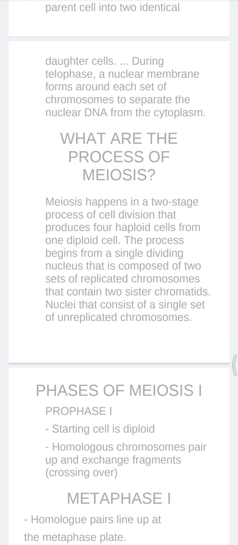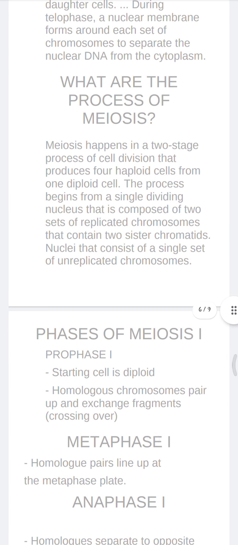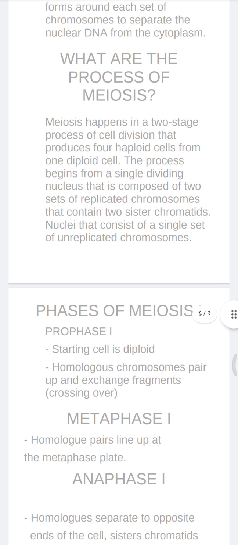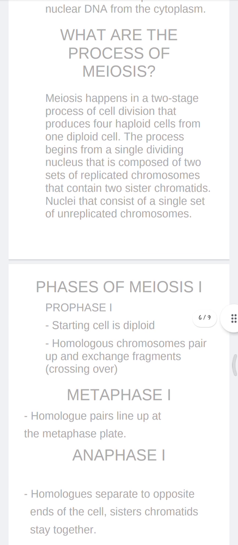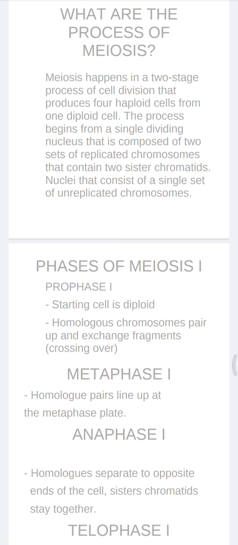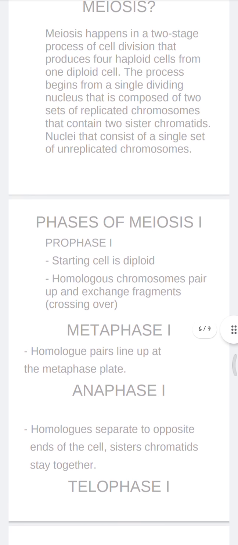So next, let's look at the process of meiosis. Meiosis happens in a two-stage process of cell divisions that produces four haploid cells from one diploid cell. The process begins from a single dividing nucleus that is composed of two sets of replicated chromosomes that contain two sister chromatids, ending in nuclei that consist of a single set of unreplicated chromosomes.